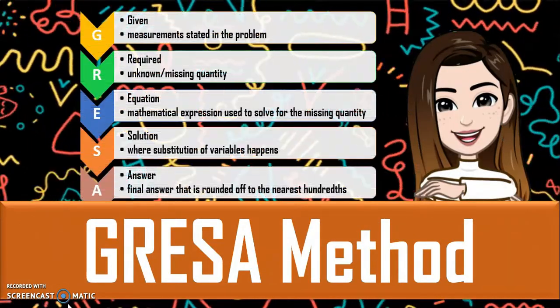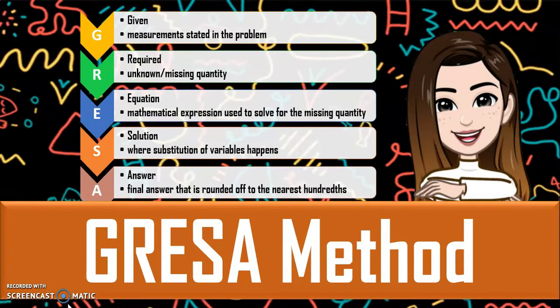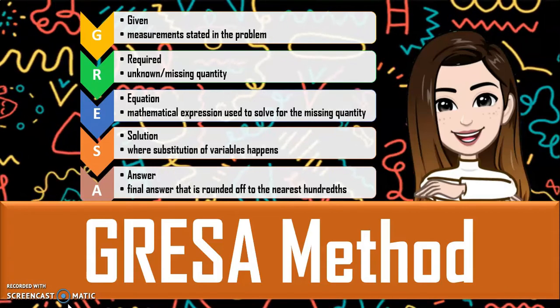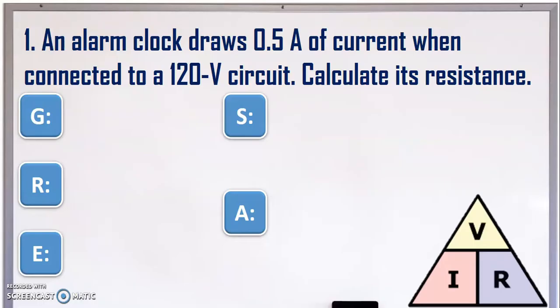In dealing with Ohm's law problems, we are going to use the GRESA method, wherein G stands for given, R for required, E for equation, S for solution, and A for answer. Problem number 1. An alarm clock draws 0.5 ampere of current when connected to a 120 volt circuit.